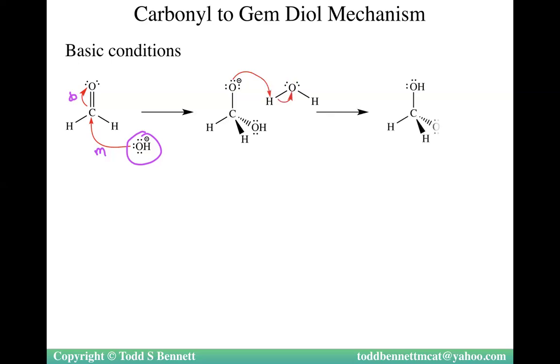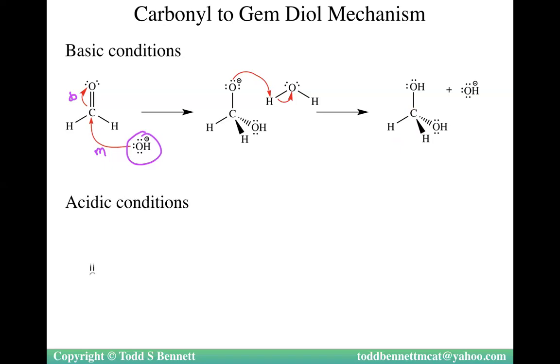And ta-da, you have the geminal diol, two H's on the carbon, and the regenerated OH minus you started with. So OH minus is catalytic in this, and water is your actual reactant. So it's water plus formaldehyde going to geminal diol, and OH minus is a catalyst.